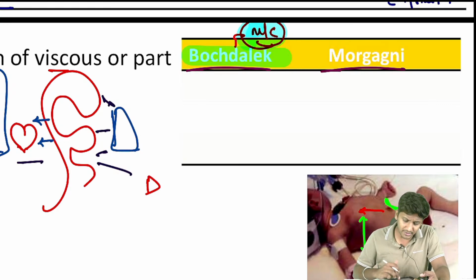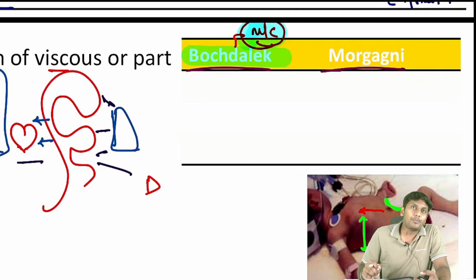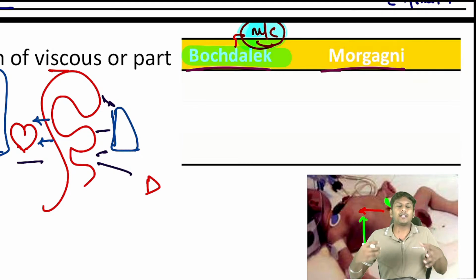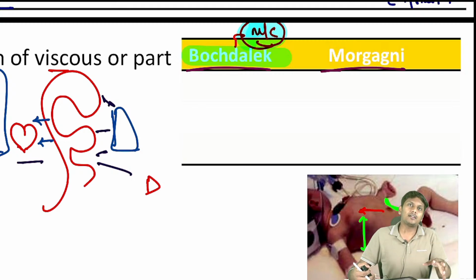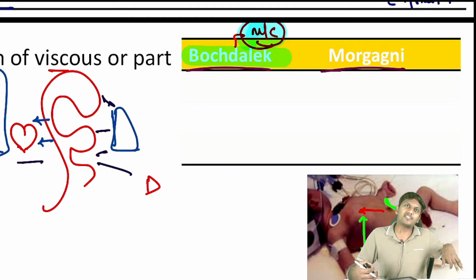ठीक है, dextro means right. So Bosch-Dirac जो होता है, this is more common. Important is, Bosch-Dirac hernia is on which side? तो याद रख लो, Bosch-Dirac hernia is present on the left side. इसलिए मैंने left side पे दिखाया. Bosch-Dirac hernia is present on the left side due to a defect in the left part of the diaphragm.